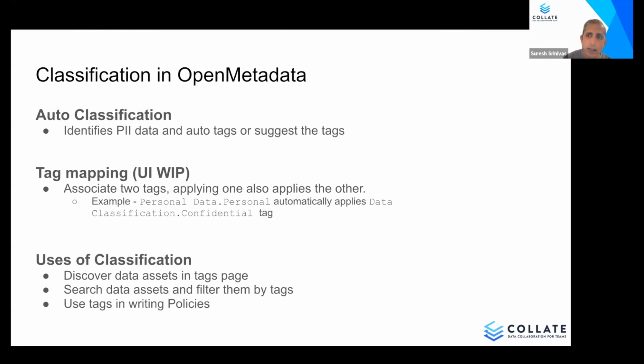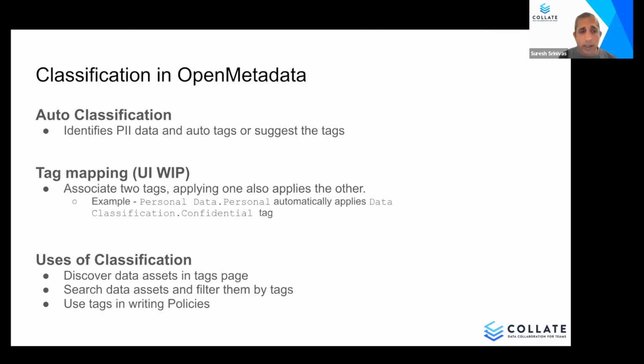You can associate two types because they're related, right? As an example, let's say personal data, personal, right? This is saying that this data has some personal data. But because it has personal data, it can also have a data classification called confidential, right? So by associating two tags, when you apply the personal tag to any data, automatically the confidential tag will also be applied, right? So this is tag mapping.